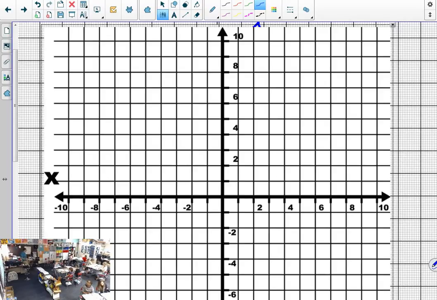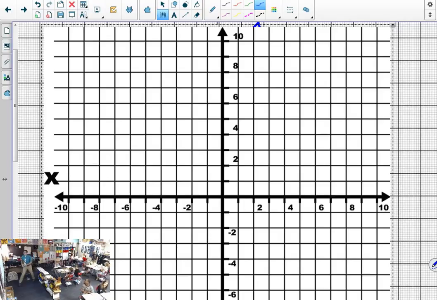So, if you want to know my memory trick, it's not really like a math rule or anything. Y high. Y high. Right? X high doesn't really go together. But Y and high, how high is the point? The Y is how high. That's just how I remember it.